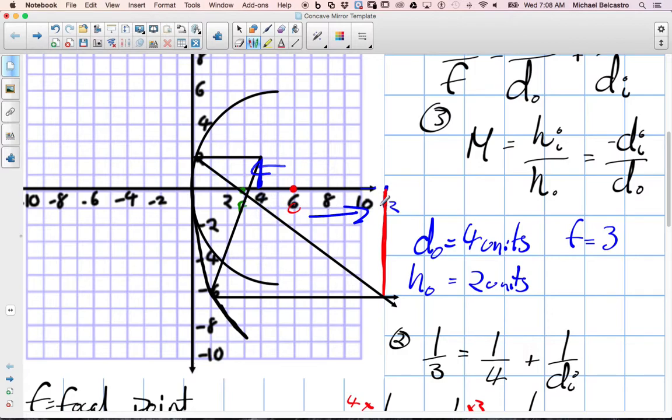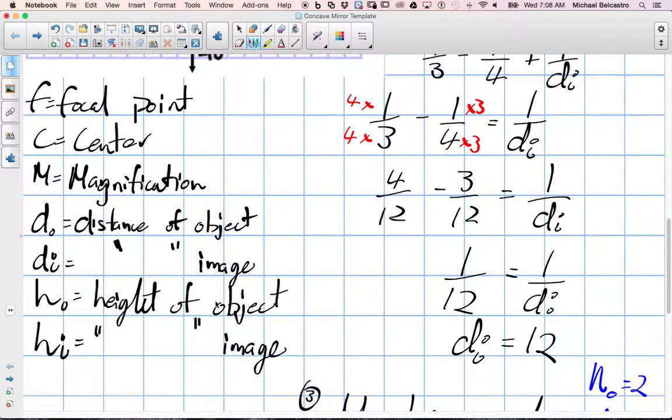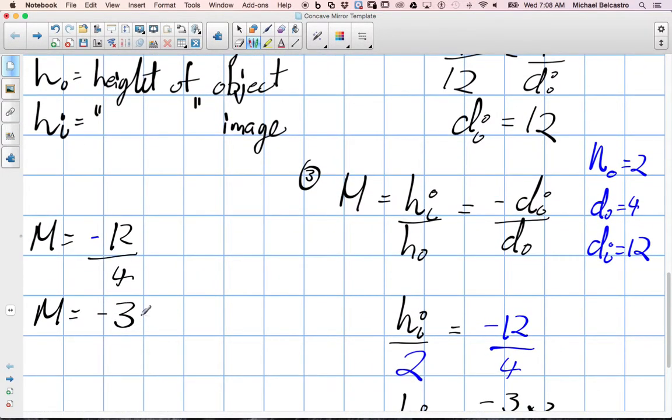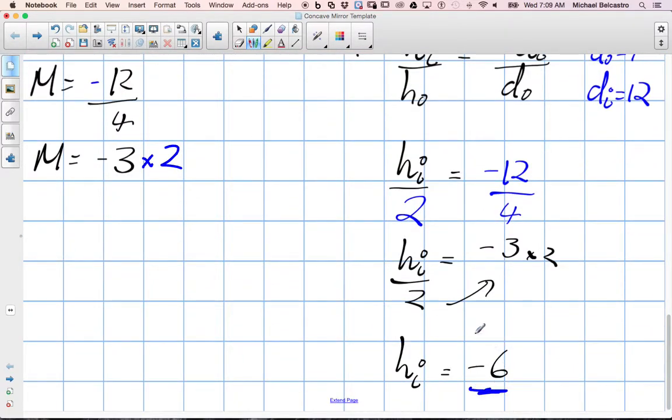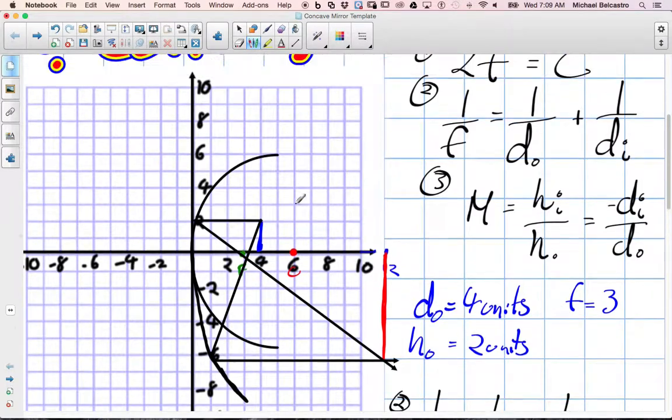And again, with that magnification, if you remember, the height of our object was 2. If we multiply our 2 by our negative 3, we get our new image, which is negative 6. So again, all of the math kind of works out there.